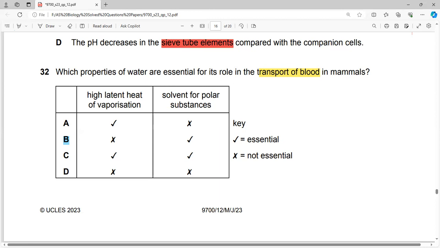Solvent for polar substances. All polar molecules are soluble in the blood, so they move in dissolved form from their source to the place where they are being consumed. That's why the water present in the blood is also a solvent. This gives the blood a solvent property for transport of material. So B is our correct answer here.